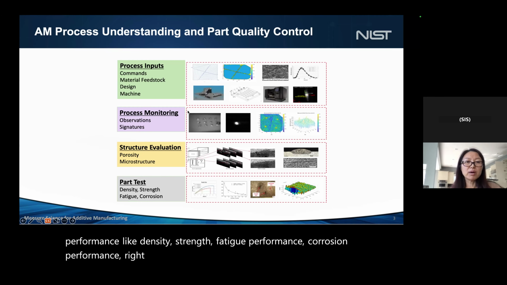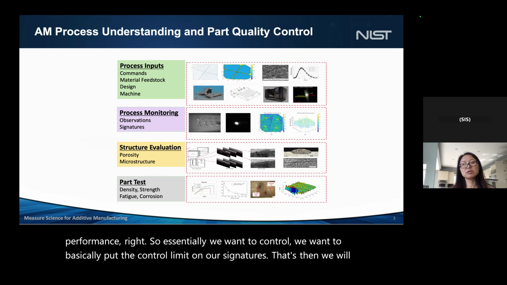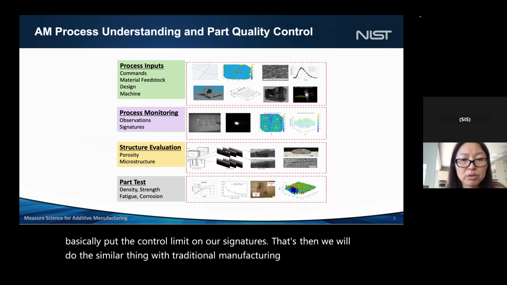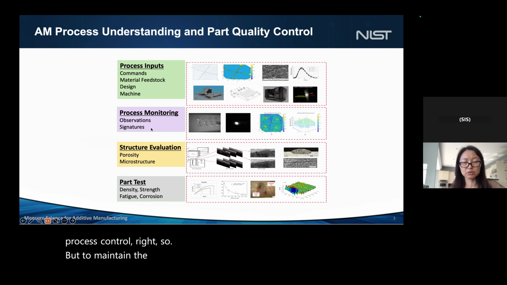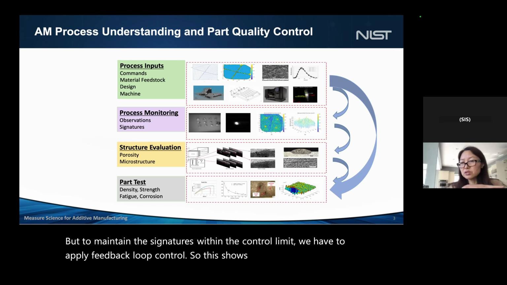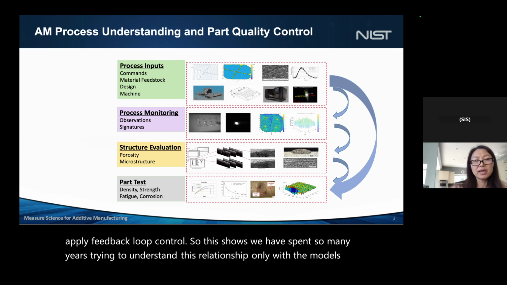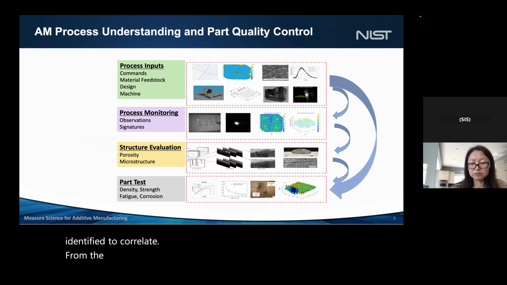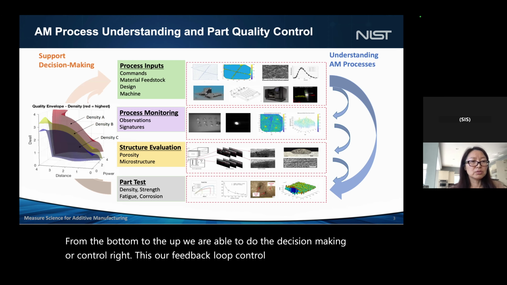So essentially, we want to control. We want to basically put the control limit on our signatures. Then we will do the similar thing with traditional manufacturing statistical process control, right? But to maintain the signatures within the control limit, we have to apply feedback loop control. So this shows, we have spent so many years trying to understand this relationship, with the models identified to correlate from the bottom to the up. We are able to do the decision making or control, right? This is our feedback loop control.